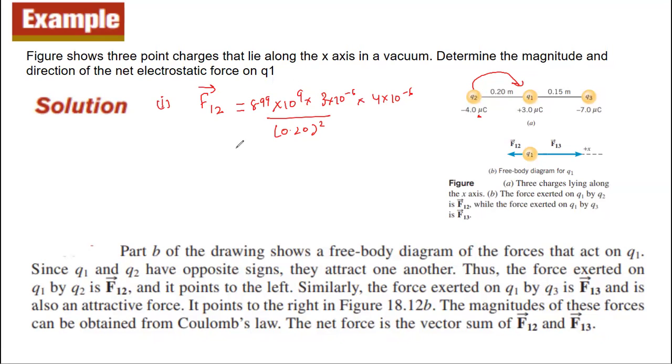What you can do is simplify, you can multiply the numbers. I mean 8.99 times 3 times 4. Let me just quickly do that on my calculator. I have 8.99 times 3 times 4, that is 107.88.